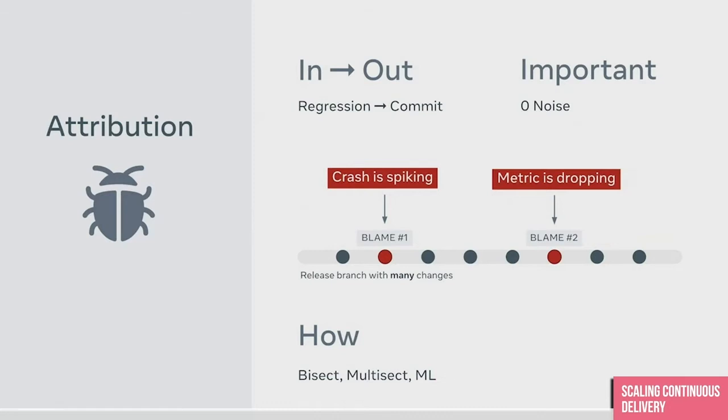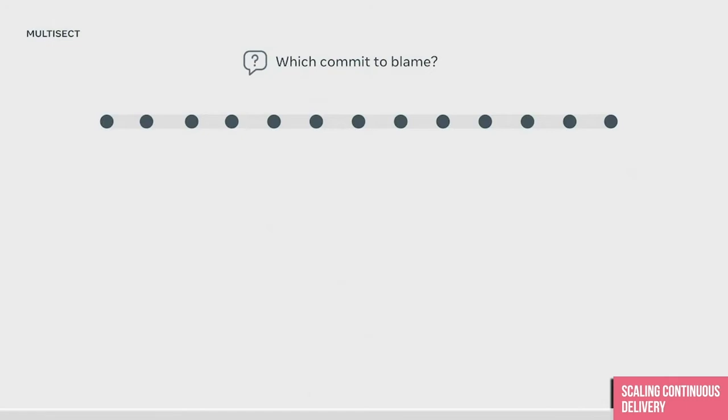How we can detect those issues and find the blame is by running bisect or multisect or some machine learning techniques, and there are others. So as part of the Lite, we are using multisect. So what is multisect and how does it work?